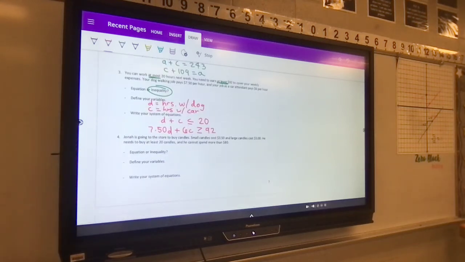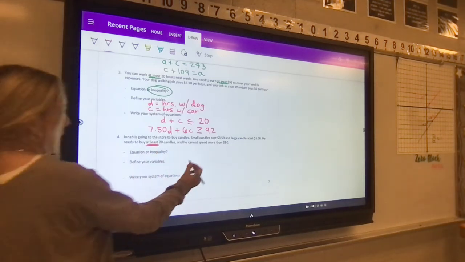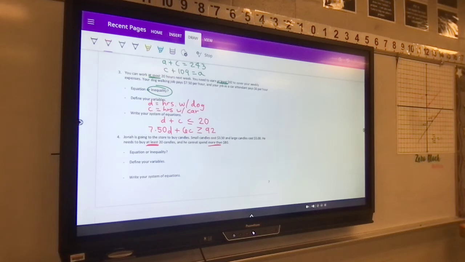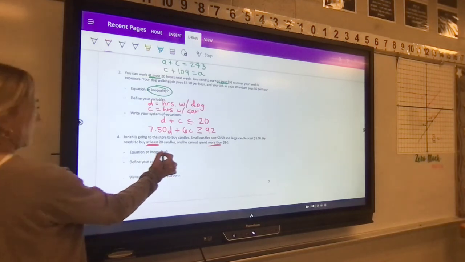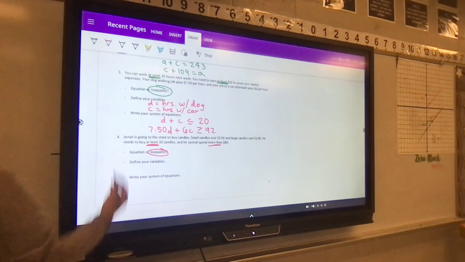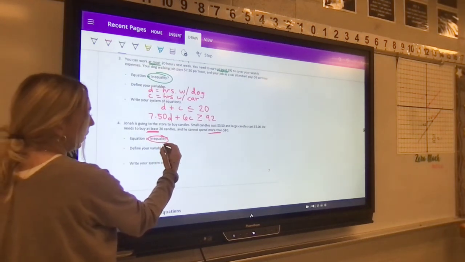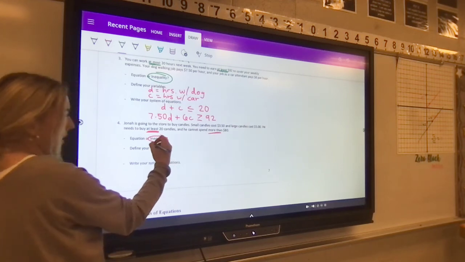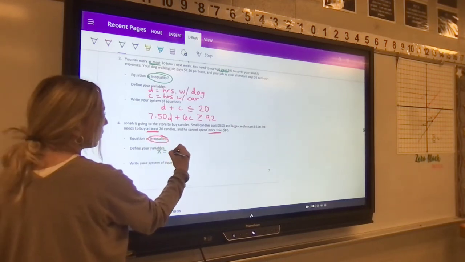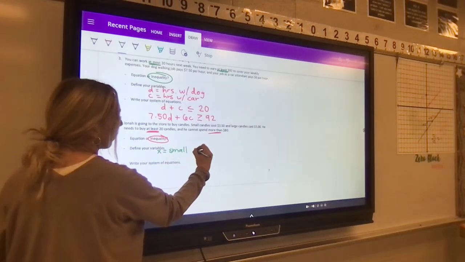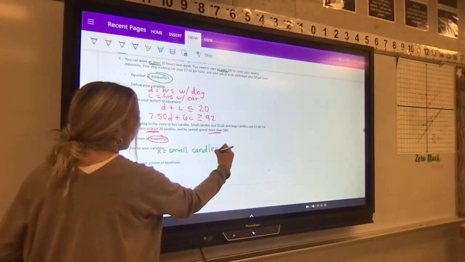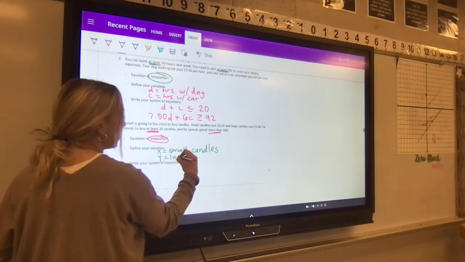Last one. Jonah is going to the store to buy candles. Small candles cost $3.50, large candles cost $5. He needs to buy at least 20 candles, and he cannot spend any more than $80. So because of those phrases, we know that this is an inequality. So we're going to define our two variables. In this one, I'm going to use X because my S kind of looks like a 5. X for small candles and Y for large candles.